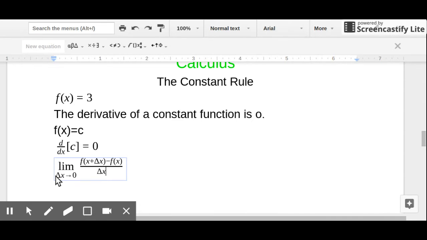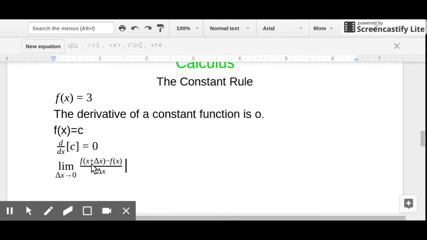In this particular case, our function happens to be f of x equals c, and if we plugged x plus delta x into this, of course we don't have a variable, so f of x plus delta x is just going to equal c. So this whole thing will just equal c minus f of x, which is c minus c, and c minus c just becomes 0. When we simplify this down, you get 0 over delta x, and 0 over delta x is just 0. And when you take the limit as delta x approaches 0 of 0, you just get 0.